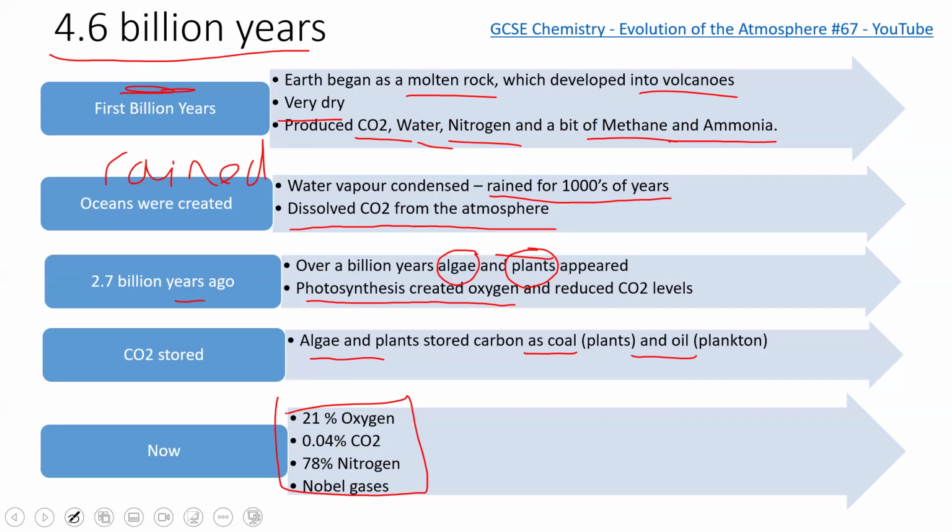4.6 billion years ago: molten rock, volcanoes, CO2, water, nitrogen, methane, and ammonia in the atmosphere. It cooled, so it rained, and a lot of the carbon dioxide then got dissolved in the seas. Algae and plants also reduced the carbon dioxide. Algae and plants died and became coal and oil, which stored carbon dioxide. Now we've got our current atmosphere.